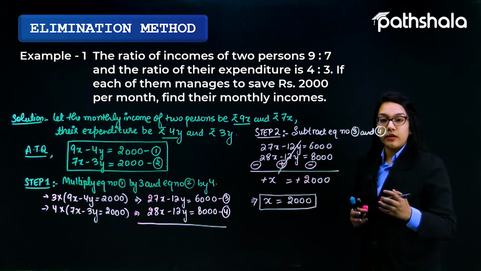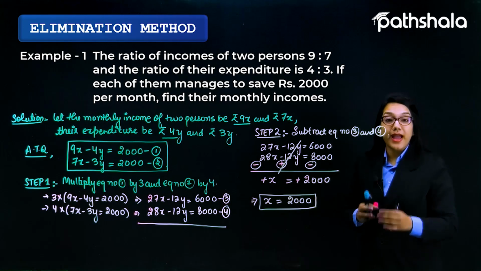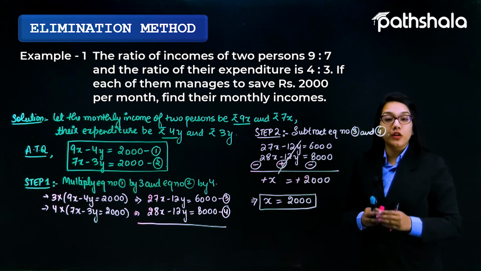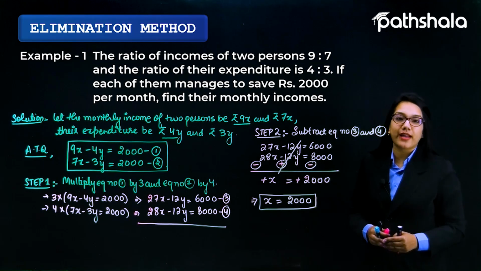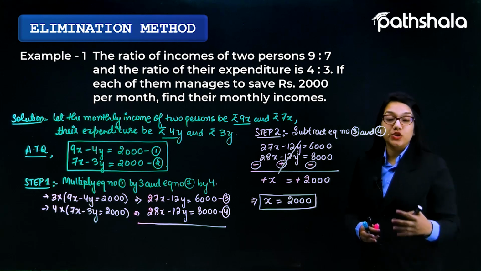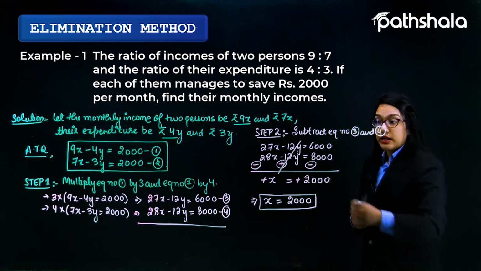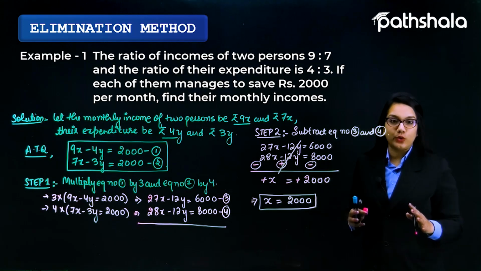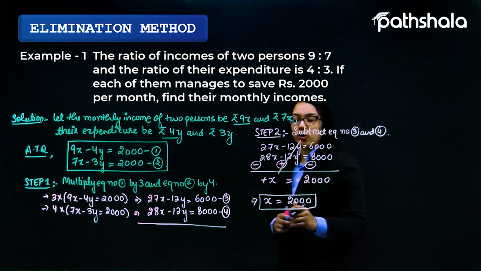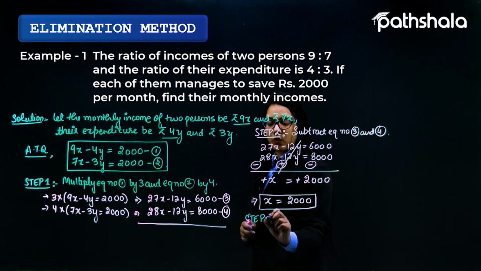So we have concluded this value as x is equal to 2000 by making the coefficient of the y variable similar. You can also make the coefficient of the x variable similar in order to get the value of y. So in the same way we have to find out the value of y. I hope these two steps are all clear to you. Now let's just move on toward step number 3, in which we are finding out the value of y.